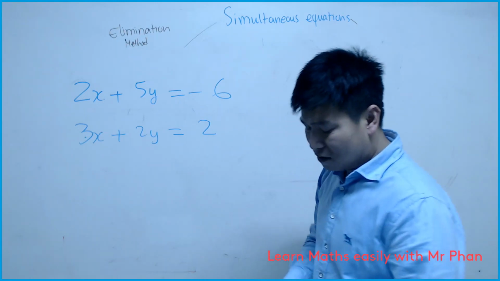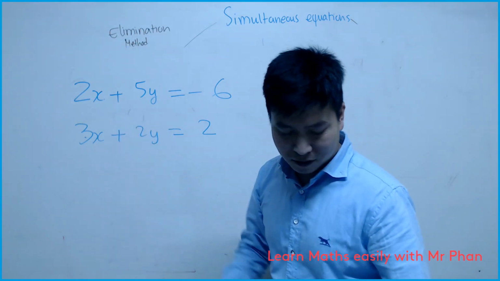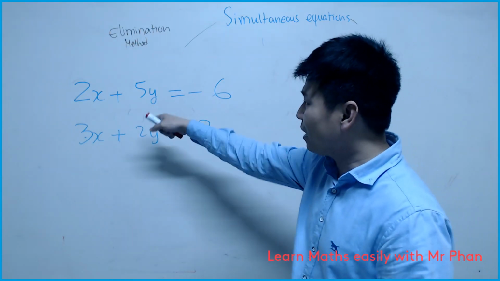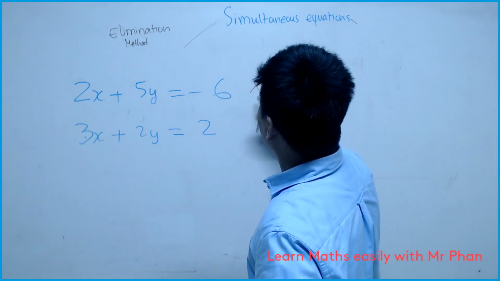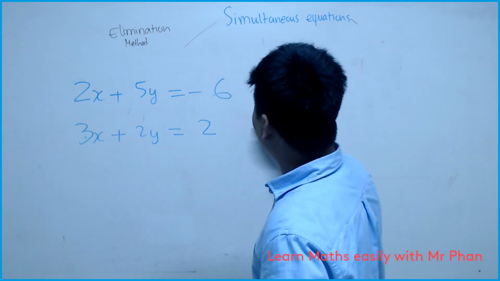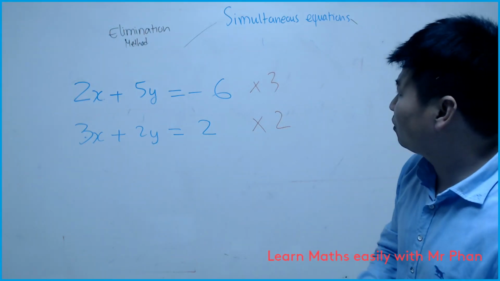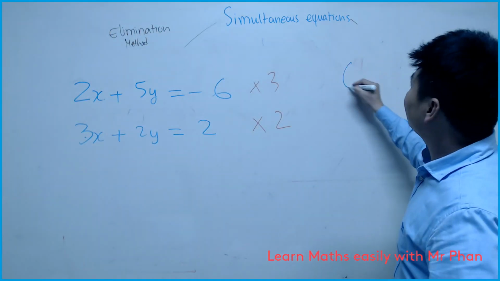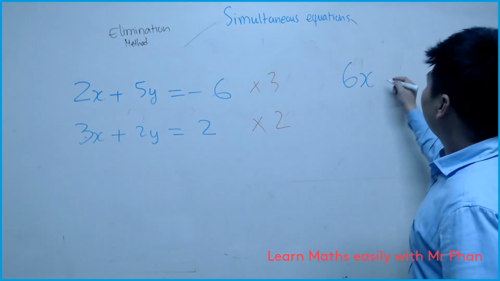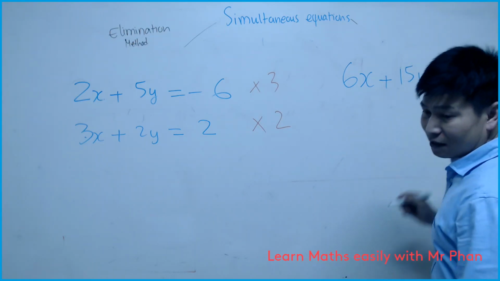For example, in this case, you want to eliminate x. So that means I have to multiply the first one by 3 and the second equation by 2. If I multiply that, it becomes 3 times 2x is 6x plus 15y equals 18. You happy with that?